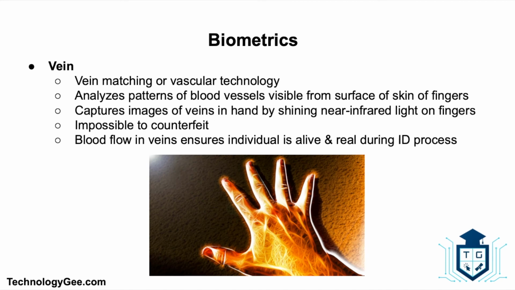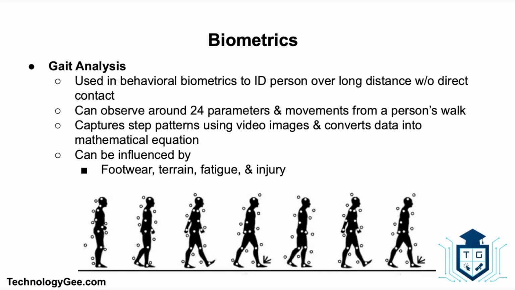Next, we have vein biometrics. Finger vein biometrics is also called vein matching or vascular technology. This is a technique for biometric authentication that analyzes the patterns of blood vessels visible from the surface of the skin of fingers. This technique relies on capturing images of the veins inside of one's hand by shining near-infrared light on the fingers. This makes it almost impossible to counterfeit. In addition, blood flow in the veins during identification ensures that the individual is alive and real rather than a fraudster.